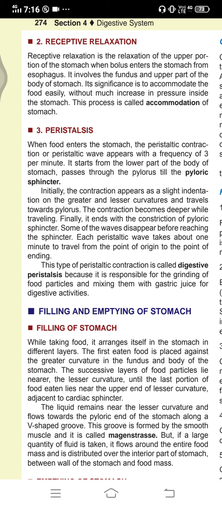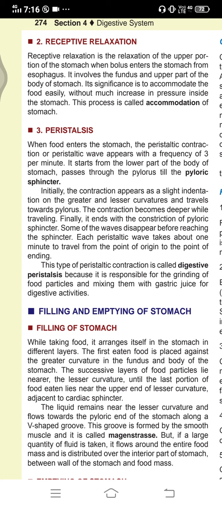When the food enters the stomach, peristaltic contractions or peristaltic waves appear at a frequency of 3 per minute. It starts from the lower part of the body of the stomach and passes through the pylorus till the pyloric sphincter. Initially, the contraction appears as a slight indentation on the greater or lesser curvature and travels toward the pylorus.